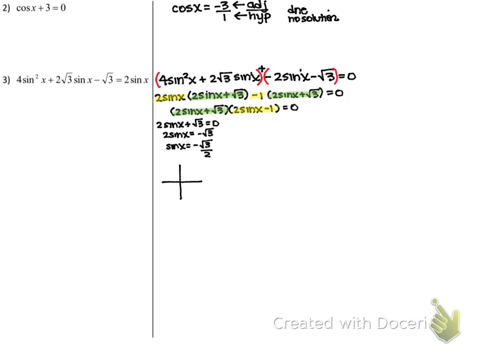Sine x is equal to negative root 3 over 2. That's tall and down. So there and there. So I have a 4 pi over 3 here, and I have a 5 pi over 3 here. Okay, let's take a look at the other guy. So I've got 2 sine x minus 1 equals 0. 2 sine x equals 1. Divide. Sine x is equal to a half.